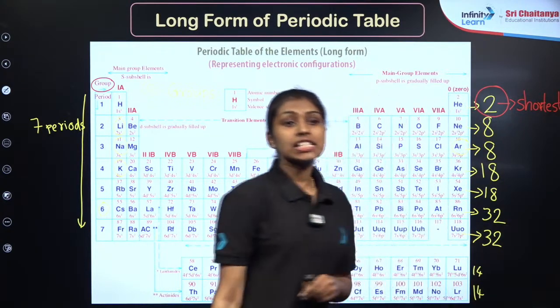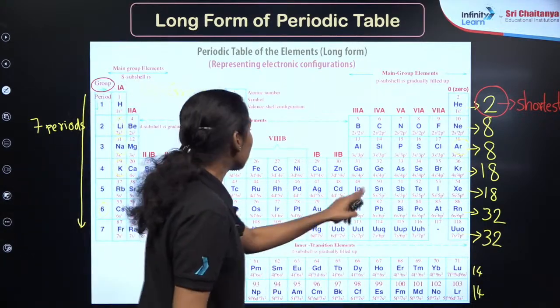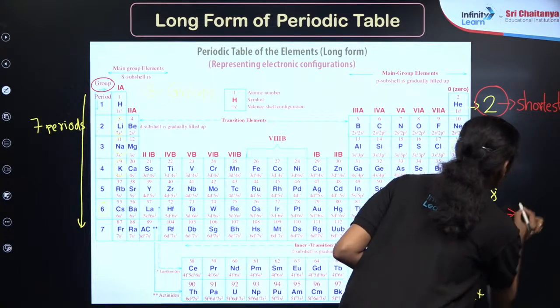Okay, the second period is the shortest period having only 2 elements, right? And also you can see that the sixth period will be the longest period among these 7, right?